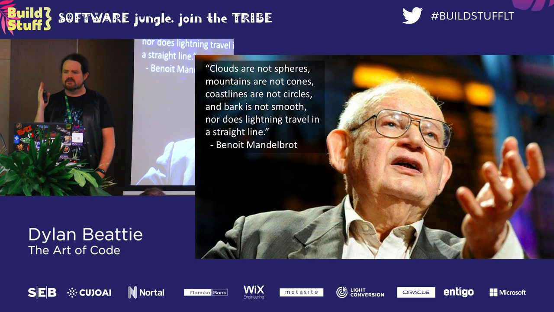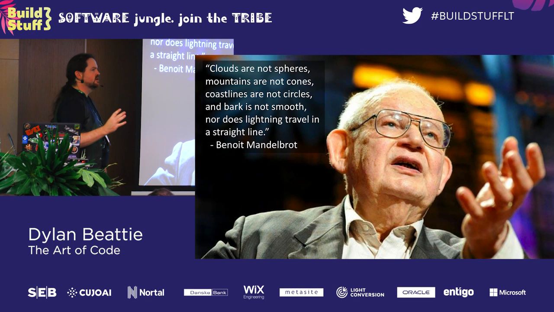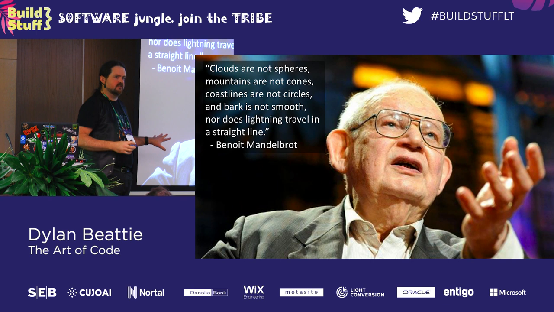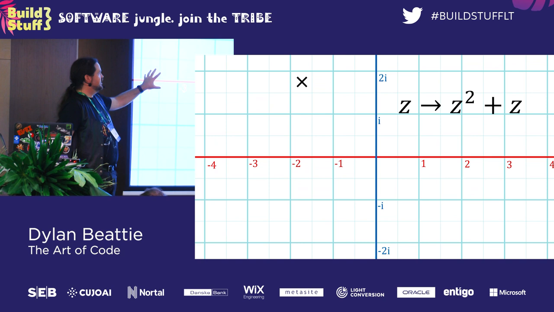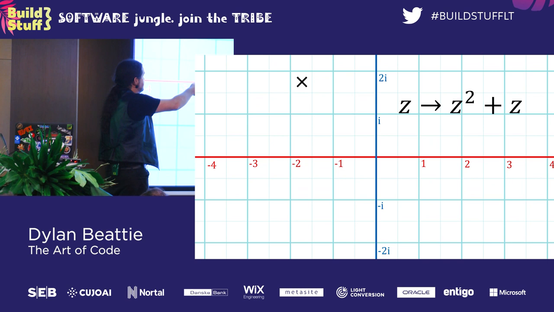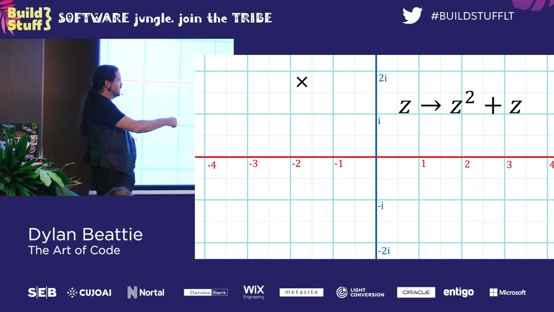Now, his name has gone down in history because of something that he discovered using Julia and Fatou's work on complex systems and IBM's computers in the late 1970s. And his idea: let's start with this complex grid of numbers. And we're going to take some starting point here, and all we're going to do is we're going to square it and then add the number we started with, and square it and add the number we started with. And we're going to go round and round and round and round with that.